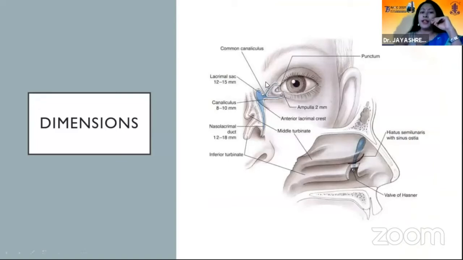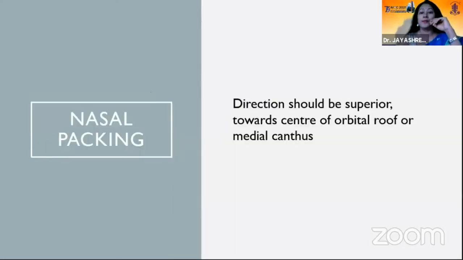Now, are these values important, like canaliculus 8 to 10 millimeter, lacrimal sac 12 to 15 millimeter, and NLD 12 to 18 millimeter? Yes, definitely this is important, because we need to know these dimensions while doing our probing. Whenever we insert our probe, we should never insert it more than 4 centimeters. So initially, it's a good practice to mark the probe at 4 centimeters so that we don't overdo this.